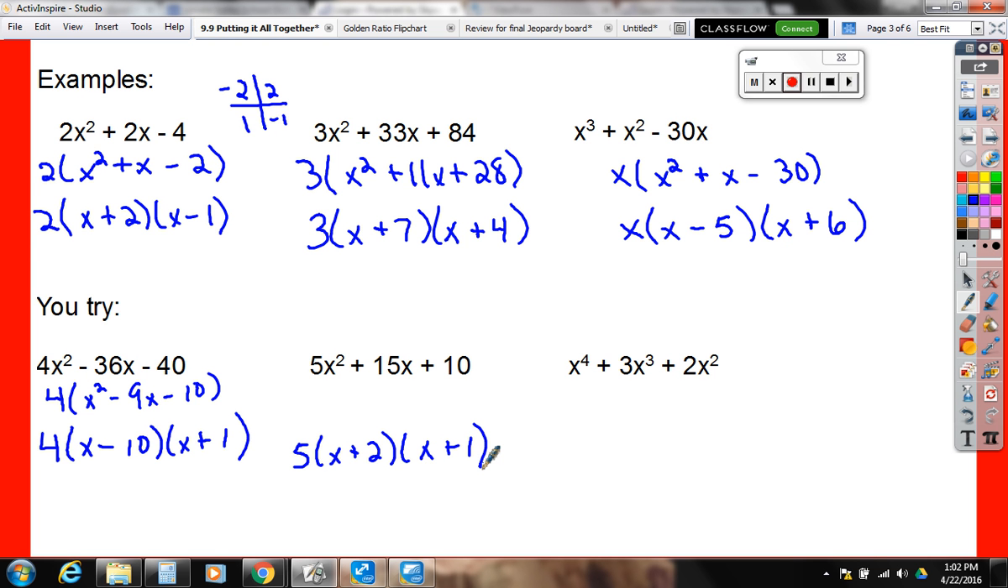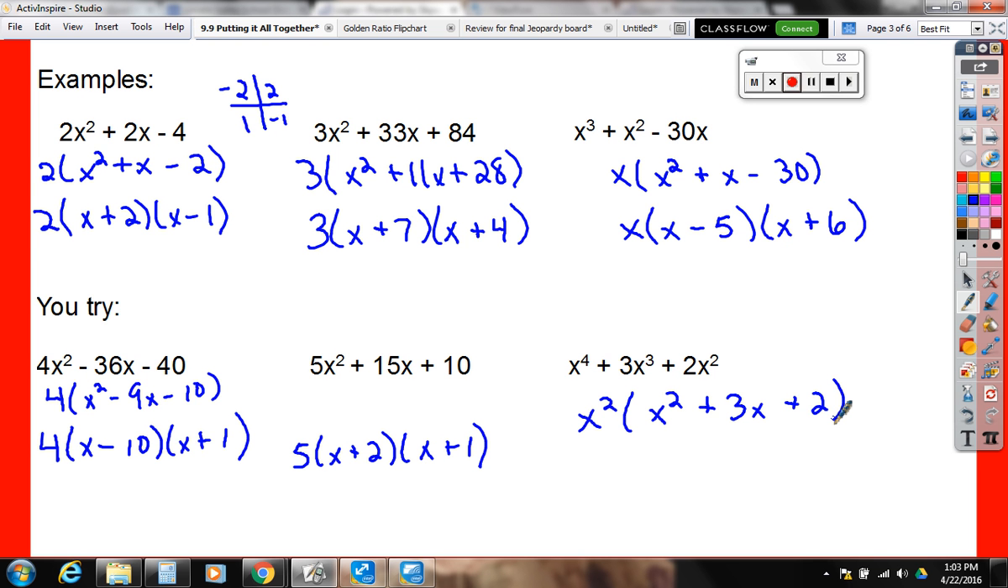Okay, Noah. What's my greatest common factor for this one? X squared. So they all have x's. The smallest number of x's in any of the terms is x squared. So we take out an x squared. What do we have left? X to the fourth divided by x squared. Yeah, x squared plus 3x plus 2. Good. Nice.